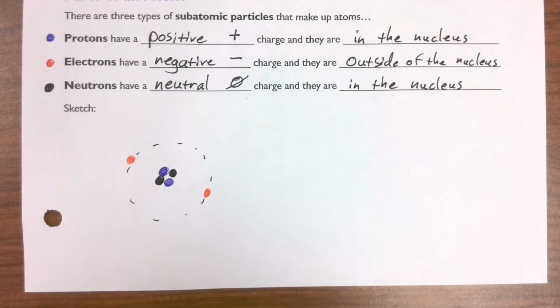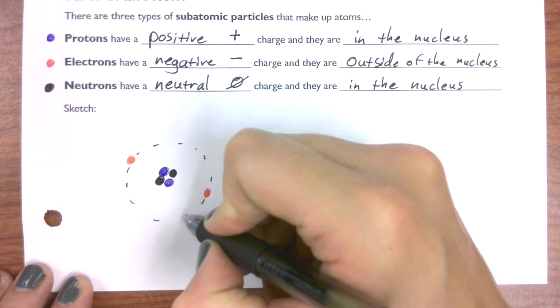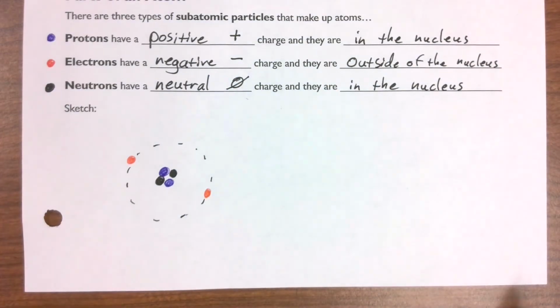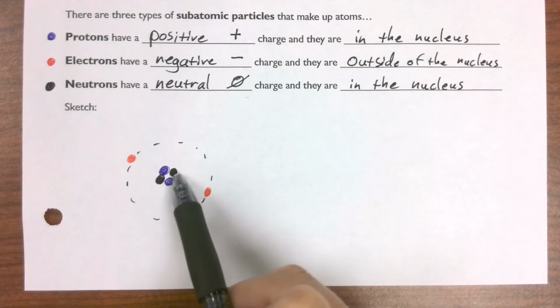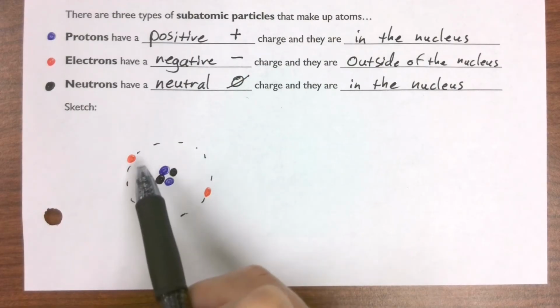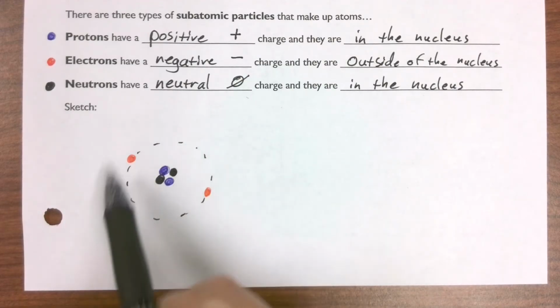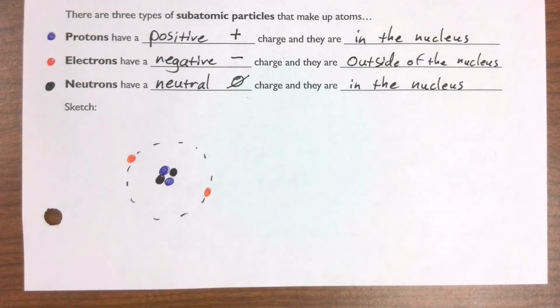Let's make this a slightly better dotted line. We're missing a few dots. There we go. That's a little bit better. Okay. So there's our simple atom. We've got 2 protons and 2 neutrons in the nucleus, and then we have 2 electrons that are going around the outside of the nucleus.